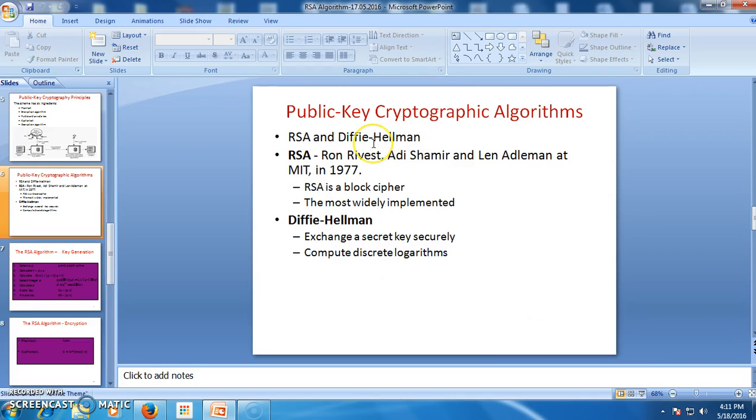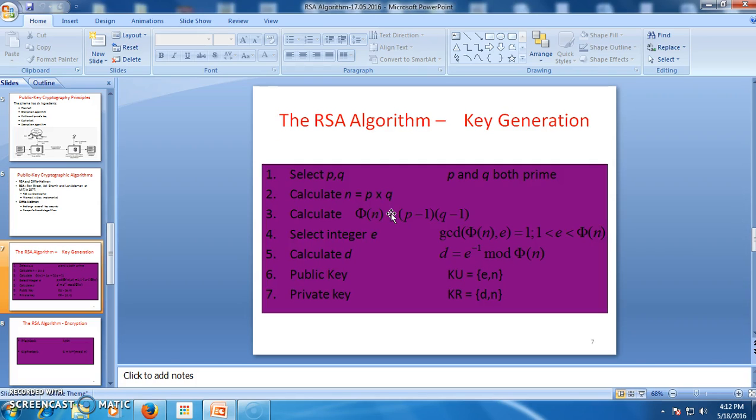The two popular public key cryptography systems are RSA and Diffie-Hellman. RSA is named based on the inventors Rivest, Shamir, and Adleman. It is a block cipher algorithm and is the most widely used algorithm. Whereas Diffie-Hellman algorithm is mainly used for exchange of secret key securely between two parties, especially for symmetric encryption techniques. So here, using discrete logarithms, we compute this secret key value.